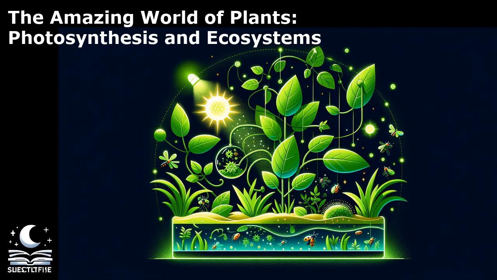Another fascinating example of interdependence is the symbiotic relationship between plants and mycorrhizal fungi. These fungi form associations with plant roots, enhancing the plant's ability to absorb water and nutrients from the soil in exchange for carbohydrates produced through photosynthesis. This partnership not only benefits the plant, but also contributes to soil health and nutrient cycling.